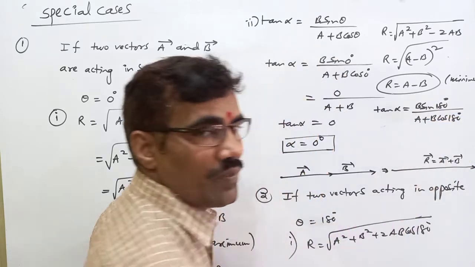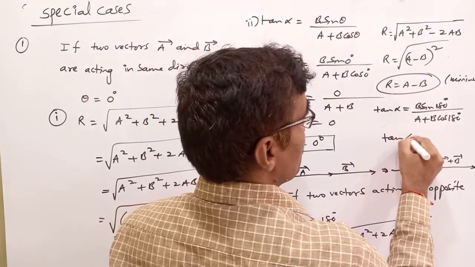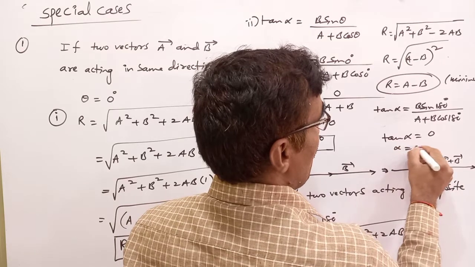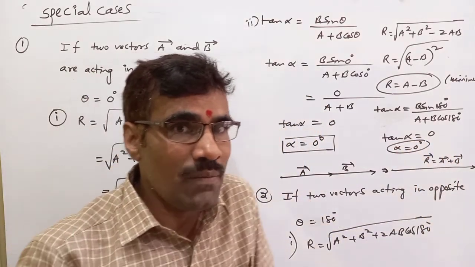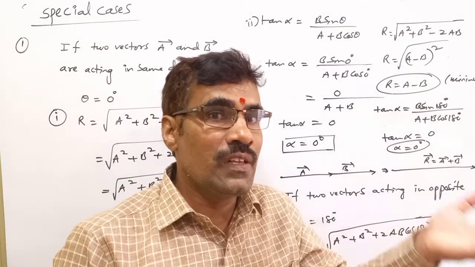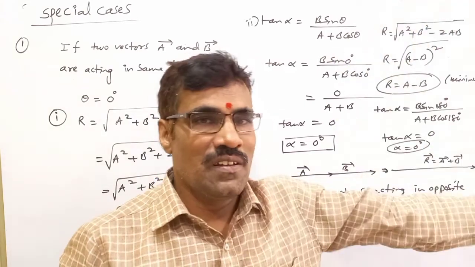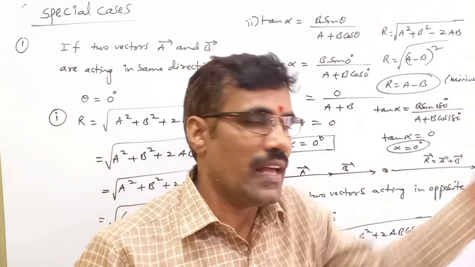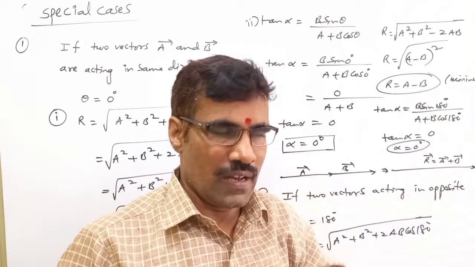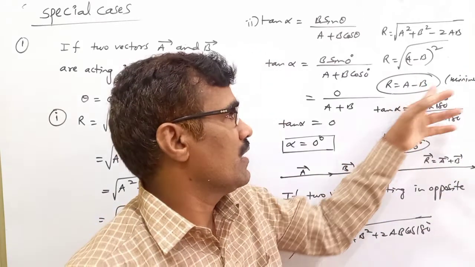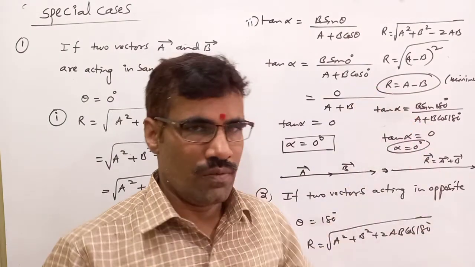Cos 180 is minus 1. Sin 180 is 0. That's why here tan alpha is equal to 0, sir. Alpha equal to 0 means the angle made by the resultant vector with vector A is 0. That means the direction of the resultant is in the direction of the bigger one. A is bigger, A minus B. So that's why here A is bigger and alpha is equal to 0.